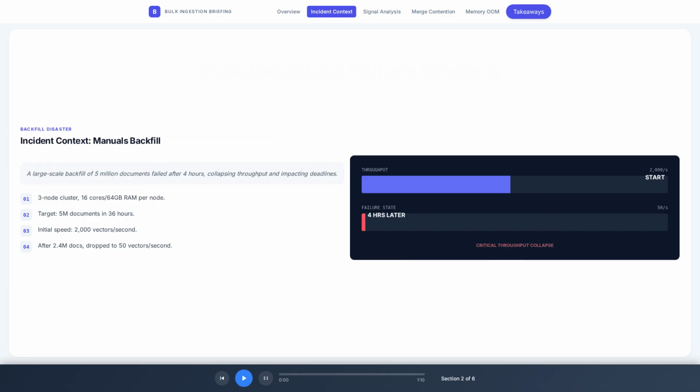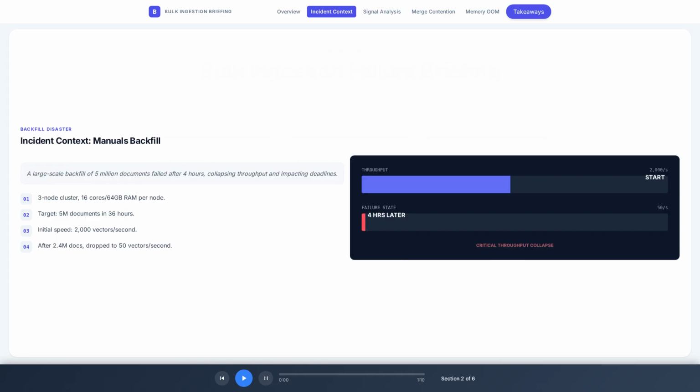At first, things looked good. The ingestion was performing well. We were seeing about 2,000 vectors per second. Pretty solid, right? But then something happened. After ingesting around 2.4 million documents, the system's performance just tanked. It degraded dramatically. Throughput dropped way down to about 50 vectors per second.